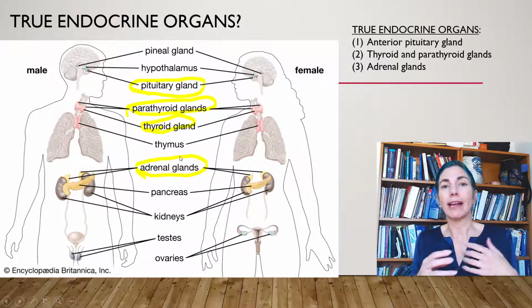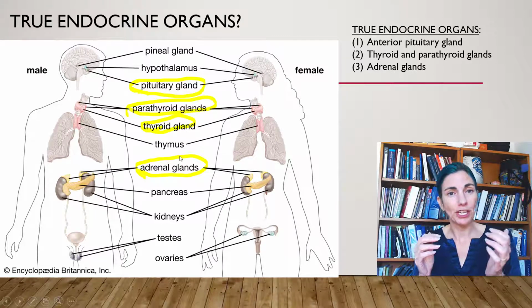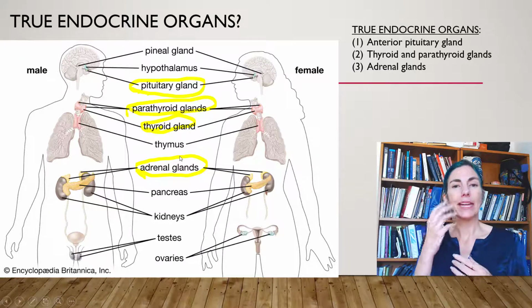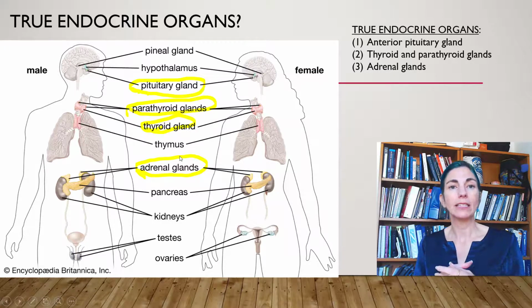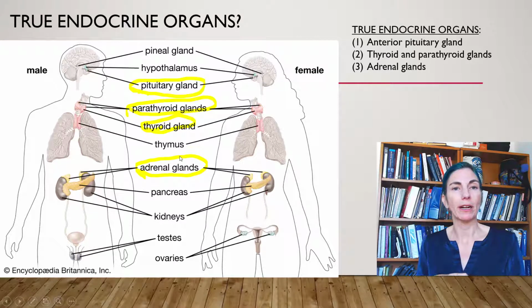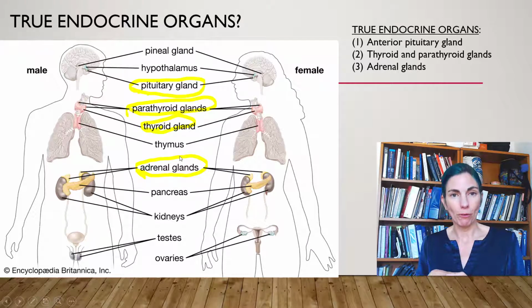And the pituitary gland, as we will learn, is broken up into two parts, anterior and posterior. The anterior is towards the front and the posterior is towards the back. And the anterior pituitary gland is the true endocrine gland. The thyroid and the parathyroid glands are also true endocrine glands, and then the adrenal glands, which are on top of the kidneys, are also true endocrine glands. So please go ahead and write those down as your true endocrine organs, and then we're going to take a look at target cells.